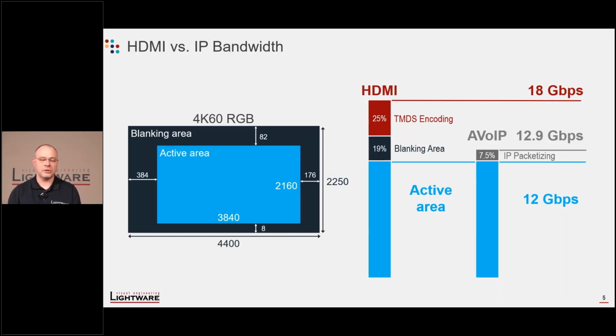The difference in AV over IP is that we don't need the TMDS and the blanking. We're going to only make the 12 gigabits per second active video data into network packages. I'm going to put some headers on it. So we do an IP packetizing, and that's how we get a little under 13 gigabits per second. So it's a fairly small, under 8% extra data to create this whole video stream in AV over IP. Now, these numbers are important because today we're talking about gigabit Ethernet communication.